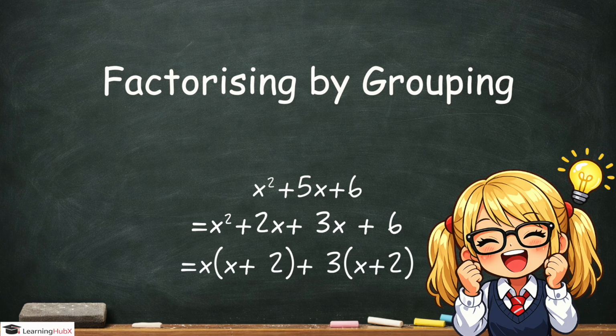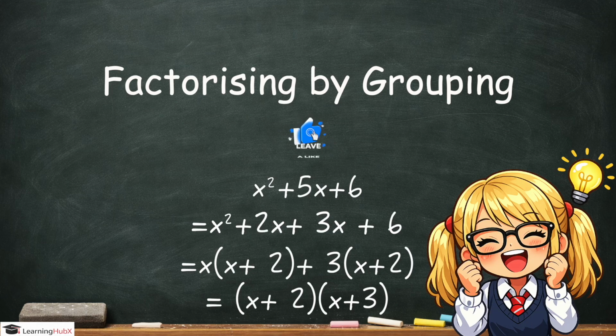Now, notice something important. Look closely. What do both parts have in common? Yes, both terms have x plus 2 in brackets, so we can take it out like this. This is called factorizing by grouping.